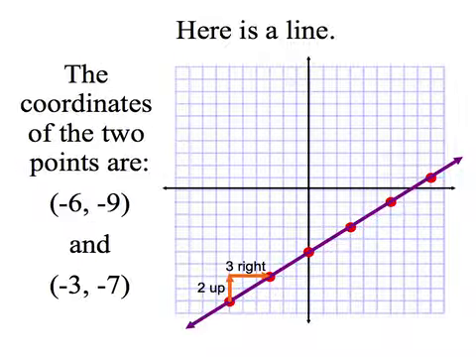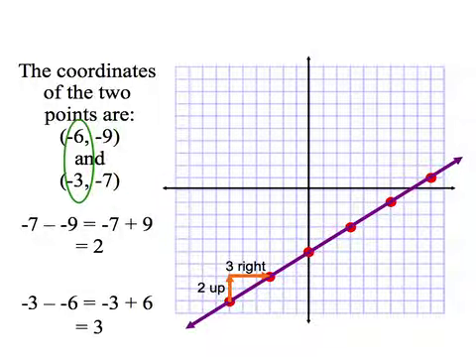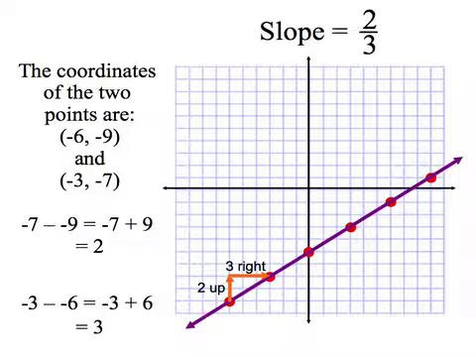But another way to do it is to find the coordinates of those 2 points. The first one has coordinates of -6 and -9, and the second one, going from left to right, has coordinates of -3 and -7. And then we do a little arithmetic, and we find the difference first between the 2 y coordinates. In this case, -7 take away -9, which is 2. Then we find the difference between the 2 x coordinates. In this case, -3 take away -6, which is 3. And we still get that the vertical change was 2 and the horizontal change 3 for a slope of 2/3.